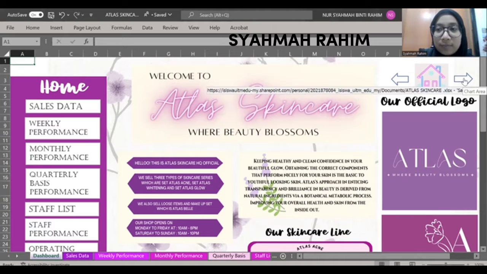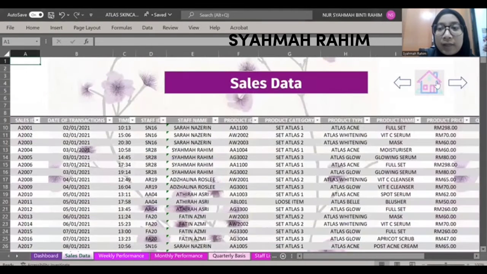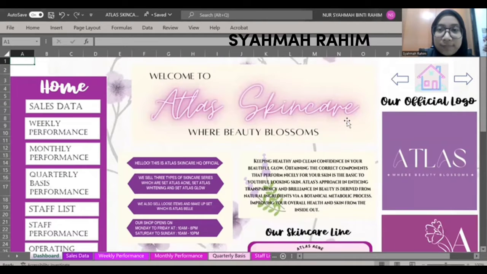As you can see over here, we have the arrow that we also use a hyperlink for, to go to the next page. For example, the next page is sales data. So if I click here, we'll go to sales data. And if I click the home button, we'll go to the main dashboard.